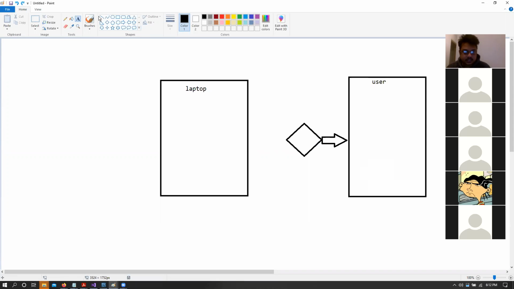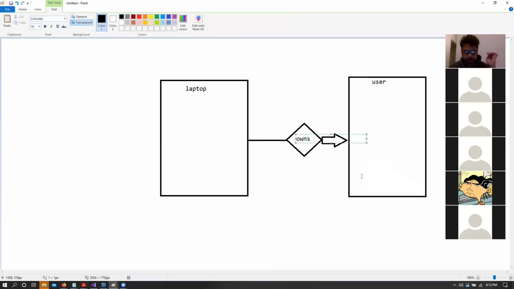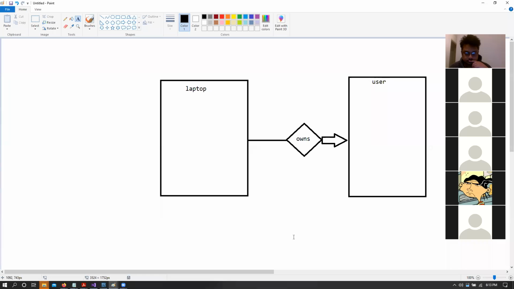However, if I had just a single line here, what does this mean? This means that one user can own multiple laptops. Exactly. One user can own multiple laptops, but a single laptop would have one owner. It cannot be shared by multiple users, right?